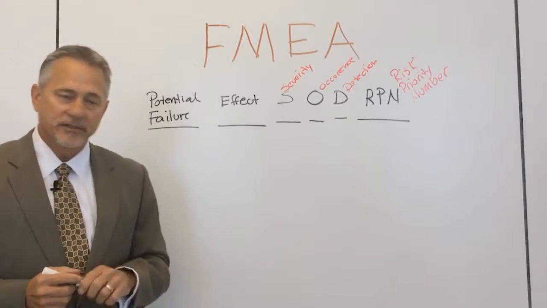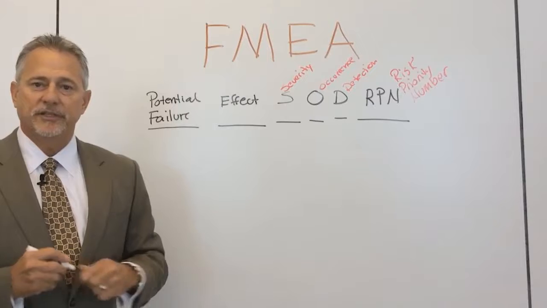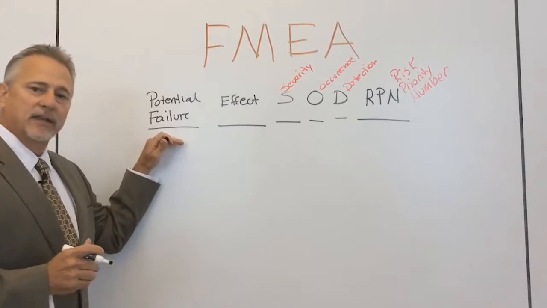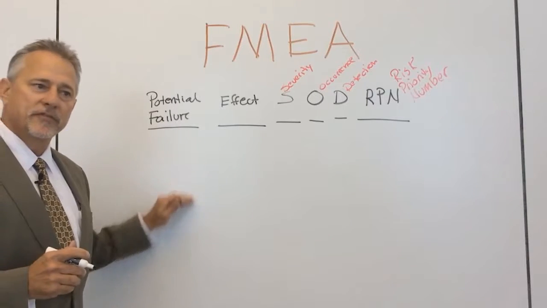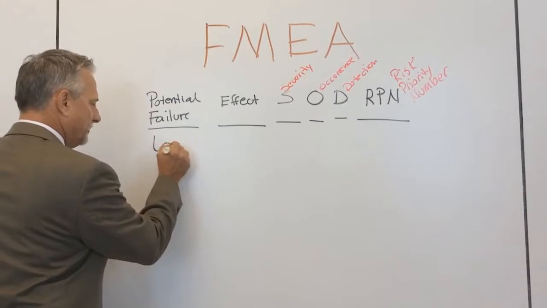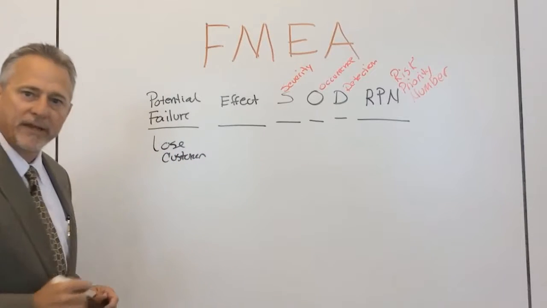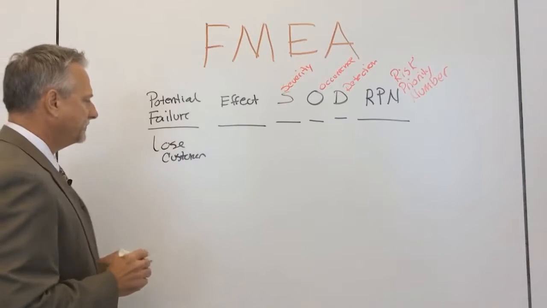Say in a sales process, you're going to change your sales process, and what are some of the ways that you could fail in that? Look at what could go wrong. We're looking at the downside. So maybe we lose customers. There'll be several of them. You'd want to write down all of them, try all of them you can think of.